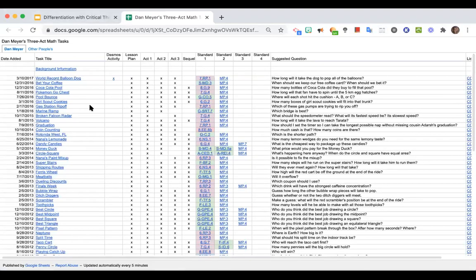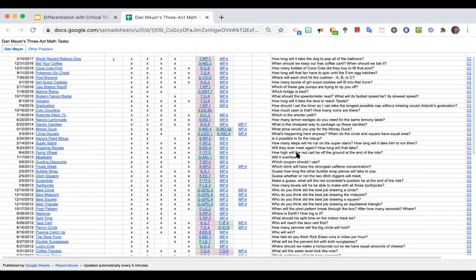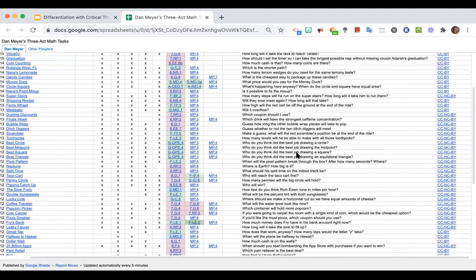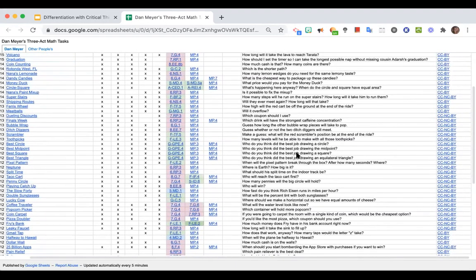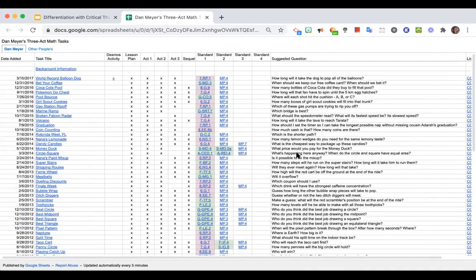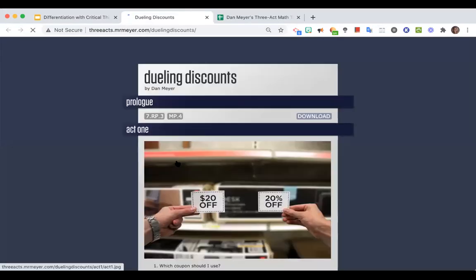And this is what it looks like. And of course, you can see the standard that it's identifying. You can see how many acts there are. You can see the suggested question that is being encouraged within this particular math act. You can see over here the task title. I'm going to click on the one that's called Dueling Discounts.